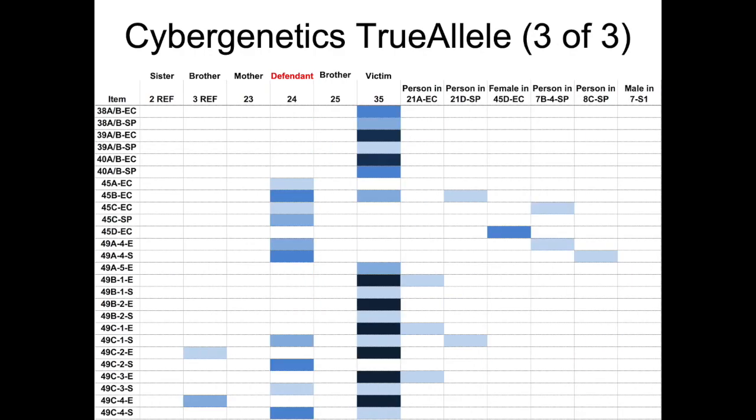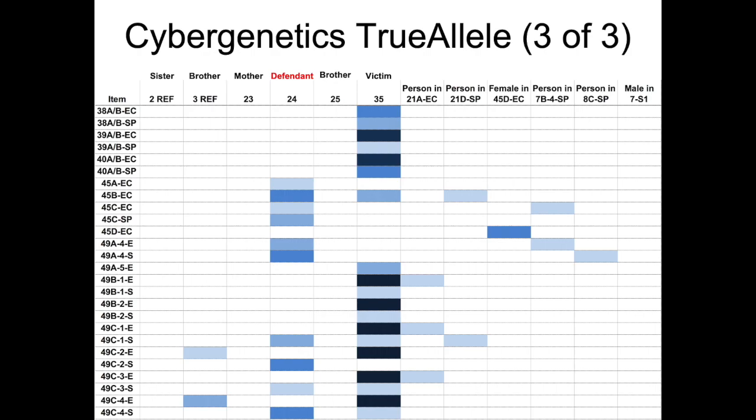In this last group of 25 evidence items, we see that the computer continues to find matches to most of the references, not just to the defendant and the victim. Noticeably absent, though, is that there have been no DNA matches to the mother. The mother is in the third column, just to the left of the defendant.